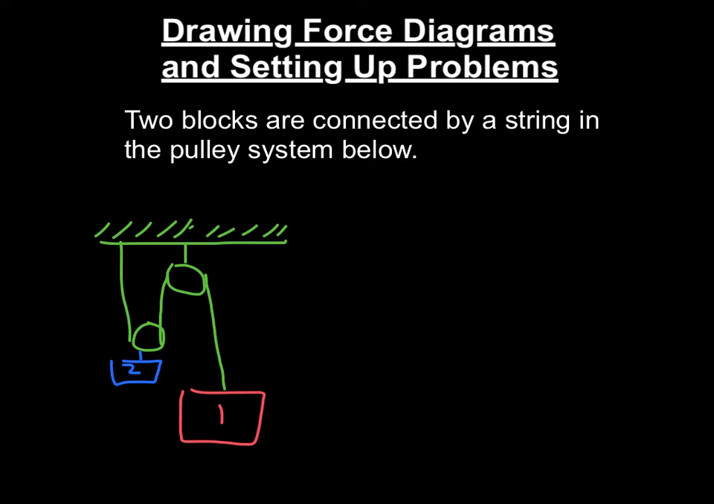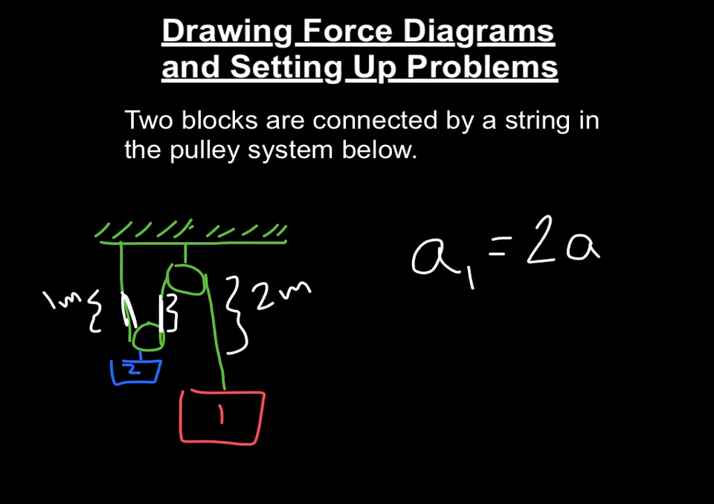The final example we're going to talk about is a pulley. One thing you have to deal with in pulleys is you have to relate the acceleration of this block to this block. You can see that it takes 2 meters of rope to move this block 1 meter, because you have 1 meter here and 1 meter here. So if block 1 moves 2 meters per second, block 2 moves 1 meter per second. And thus we get A1 equals 2 A block 2.